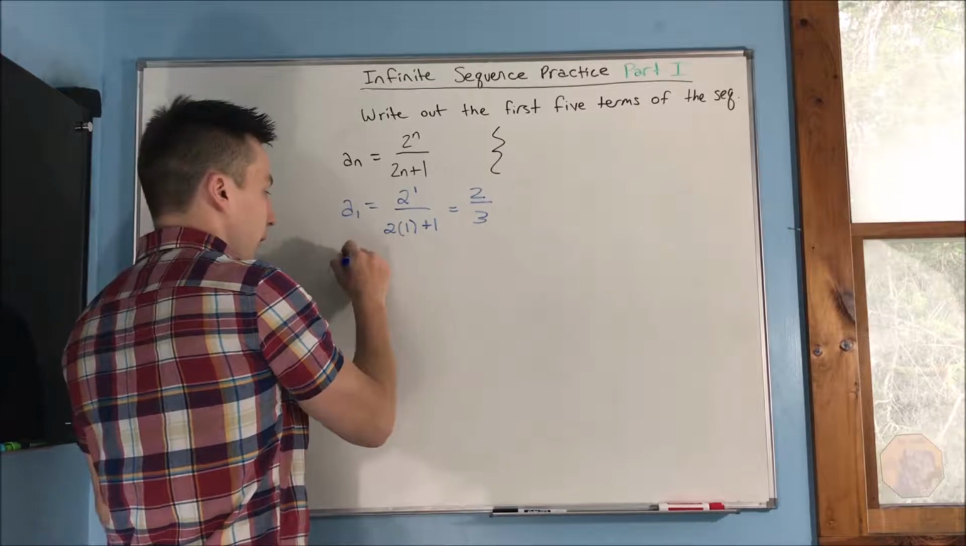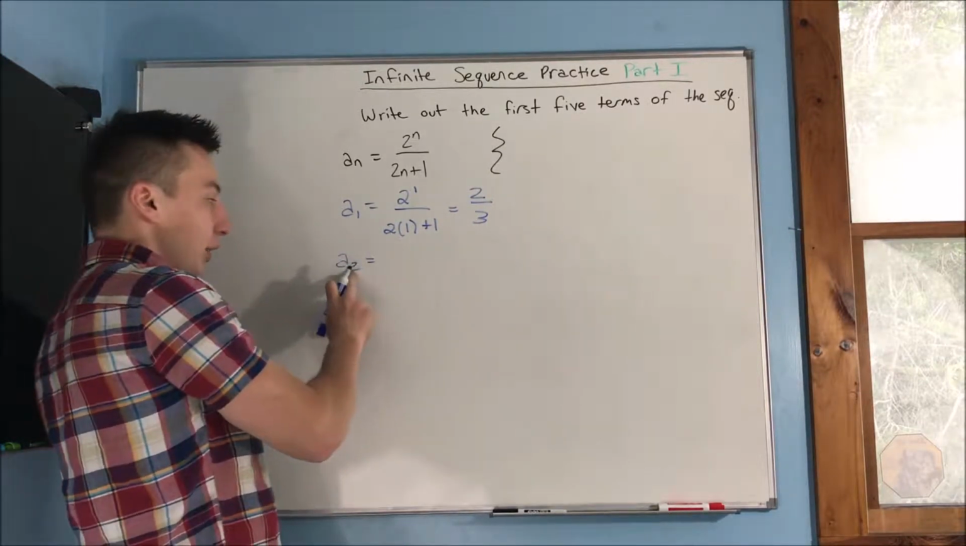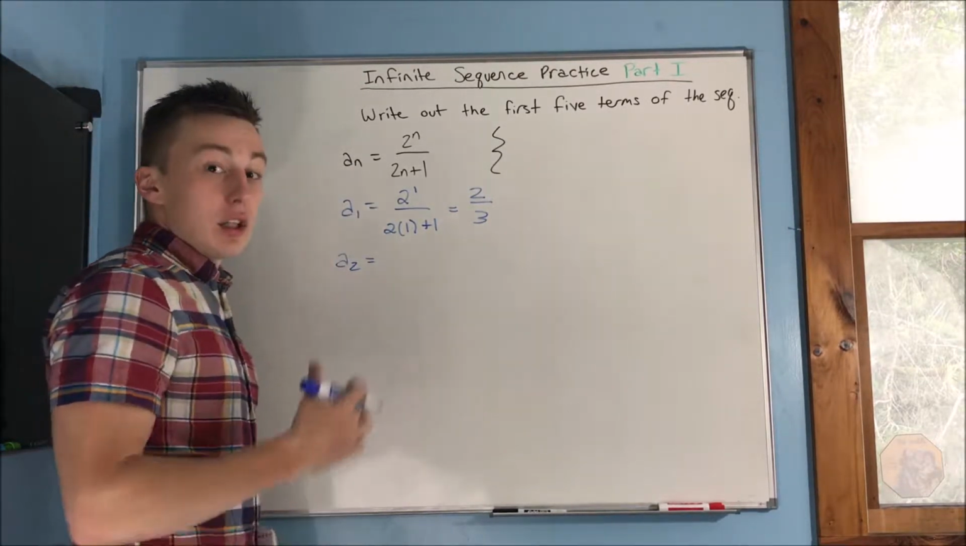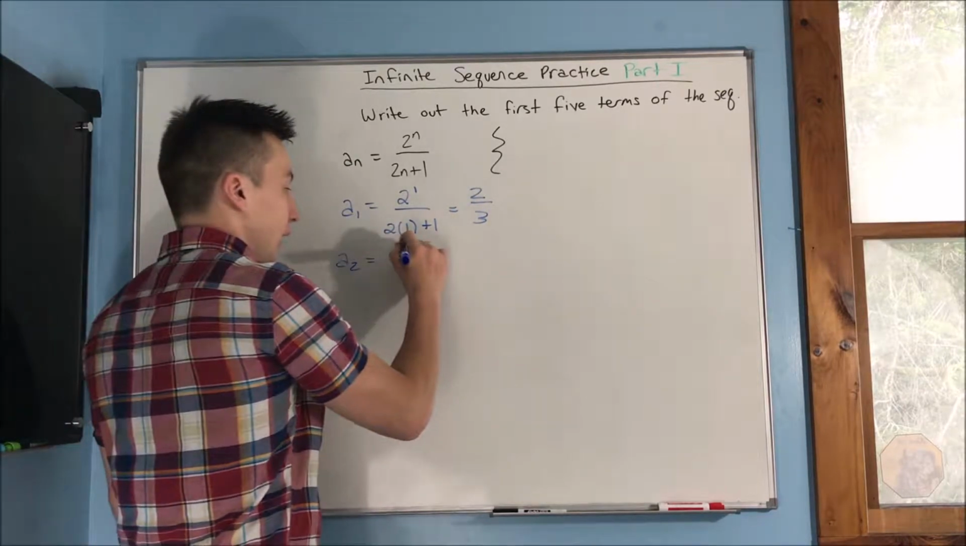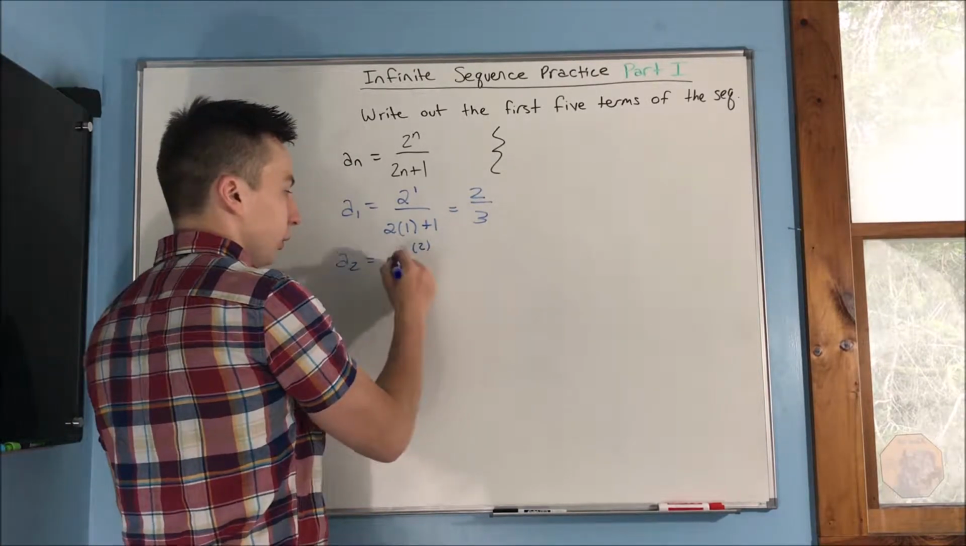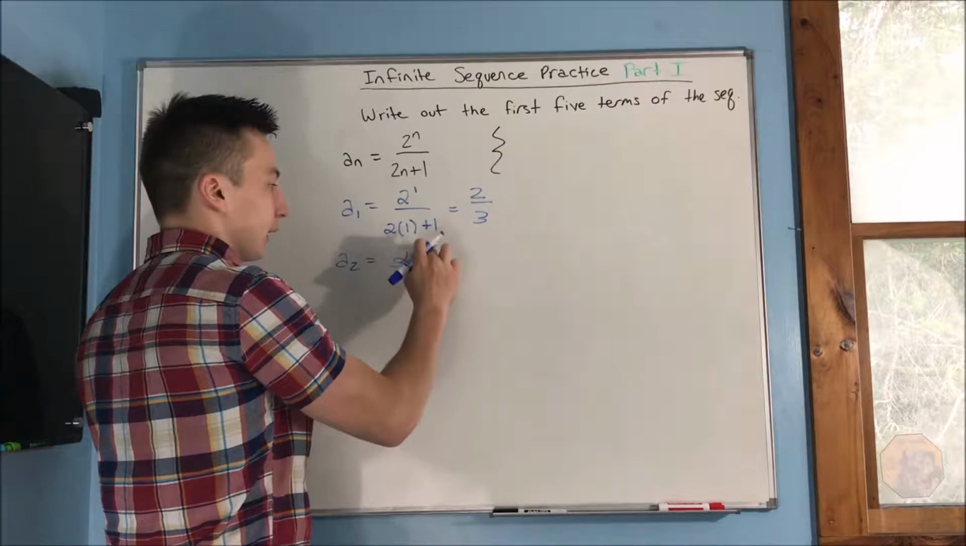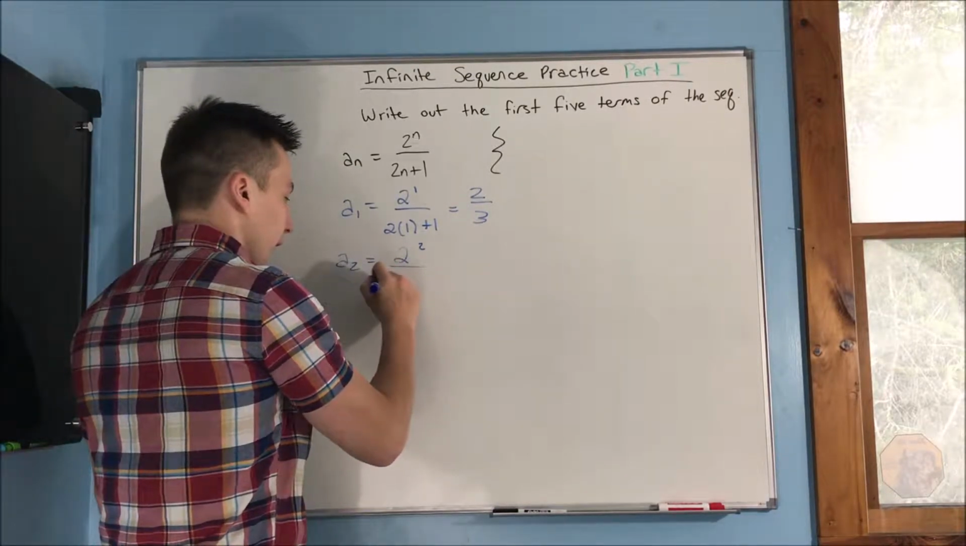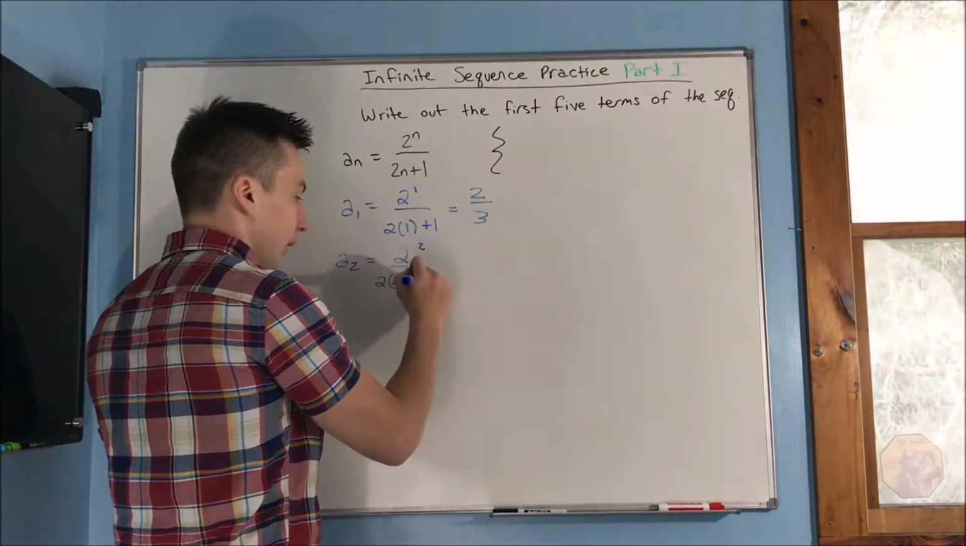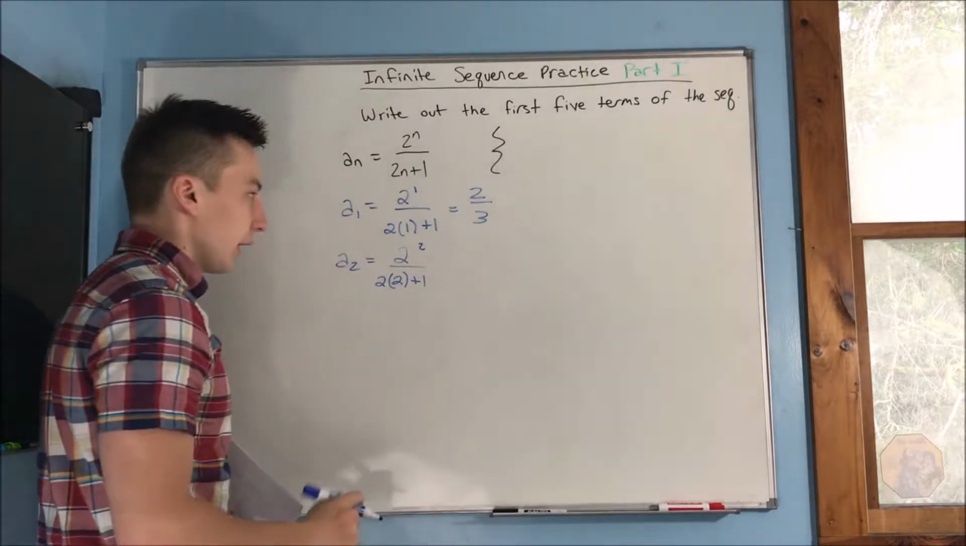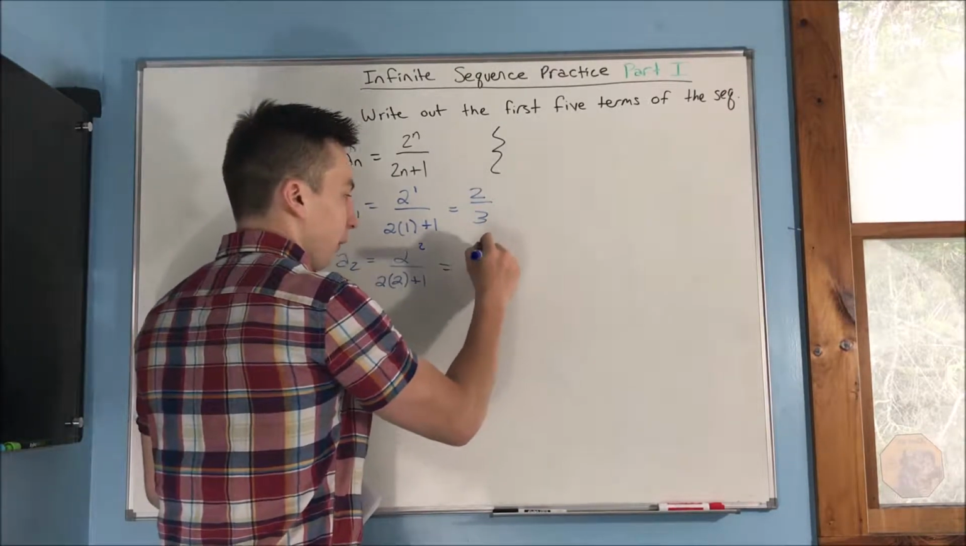What about a sub 2? Well, now we're just plugging in that 2, right? That 2 just replaced n. So we're going to be plugging in a 2 for n. So 2 squared over 2 times 2 plus 1. And we know that is just going to be 4 over 5.